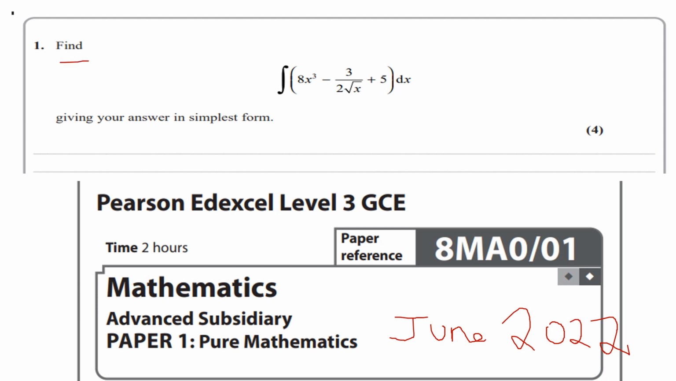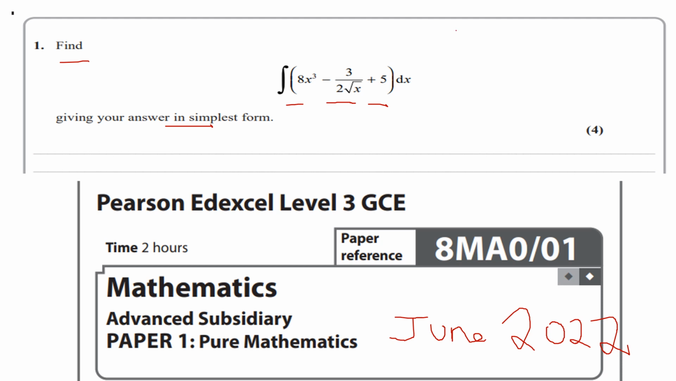Question number 1: find the indefinite integral of 8x cubed minus 3 over 2 root x plus 5 dx. Give me your answer in its simplest form. Whenever we're integrating, guys, in power form, the first step is to write everything in exponential form. So write it in the form ax to the power of n.